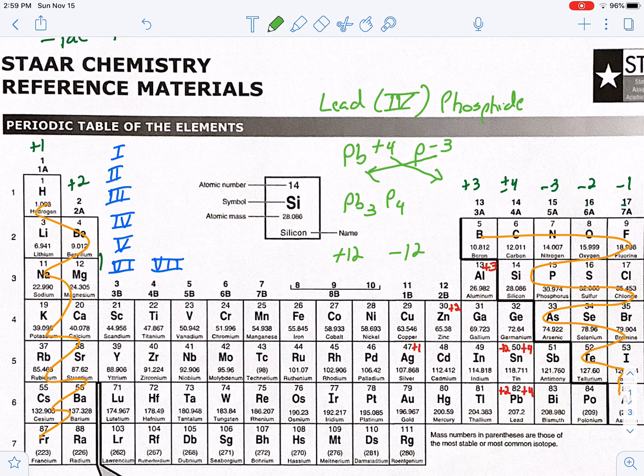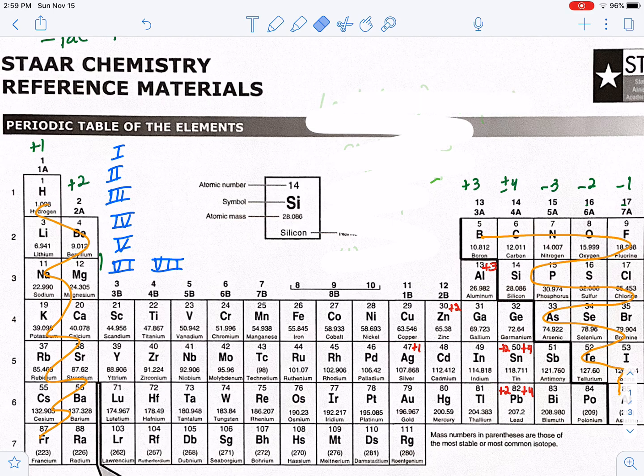Okay, let's do another one. Again, you can rewind anytime you want on this if you need to. If this is stuff that you already kind of know, you can fast forward to where we're about to do polyatomics. I know that gets a little more confusing, but hopefully this is helping with the transition metals.